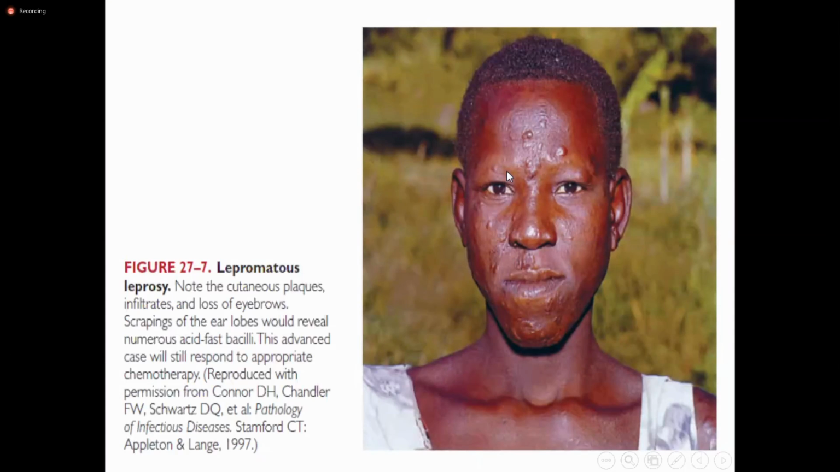This is lepromatous leprosy. You can see the lesions widely spread on the body. And even the patient has lost the eyebrows, and sometimes they lose the eyelashes, and the skin becomes thick, and it infects the lobes of the pinna of the ear. So if you would like to take a smear, you can take it from the lobe of the ear. It has a rich microorganism.